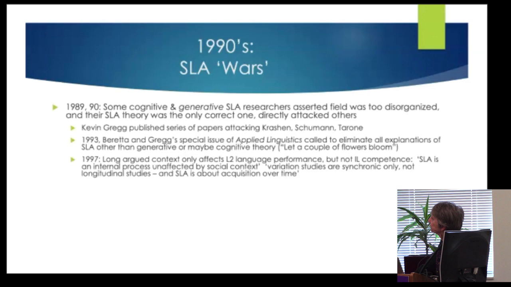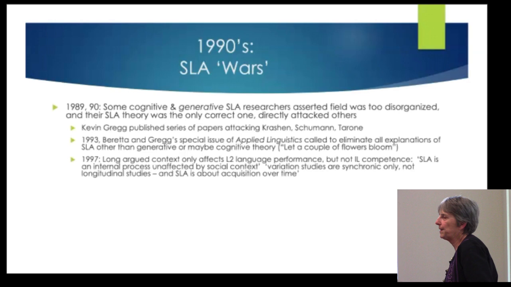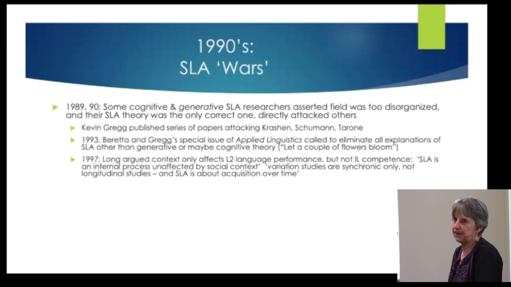In 1997, Michael Long published a couple of papers arguing that social context only affects second language performance, but it doesn't affect what people know, right? So if you ask people to say the rule, whether at the bus stop or in the class, they'll tell you what the rule is. That doesn't change, and that's all that matters to him. So the rules you actually use when you're out in different social contexts shift, that's just performance. It has nothing to do with what you know. So that's straight out of transformational generative theory.